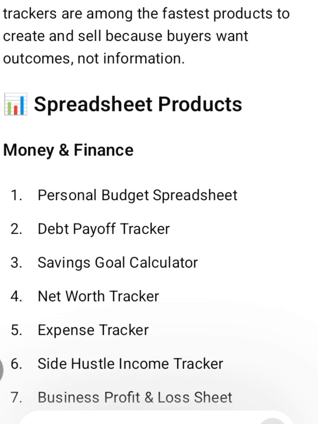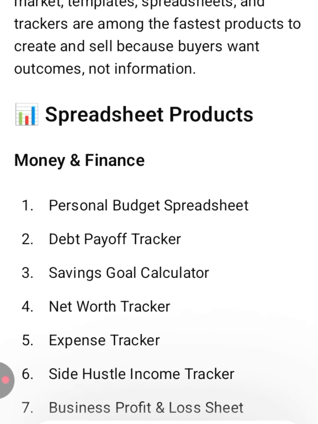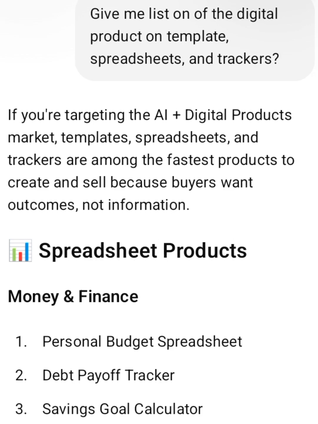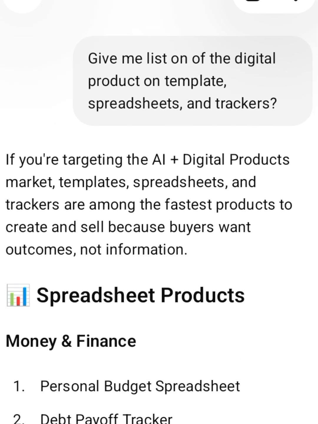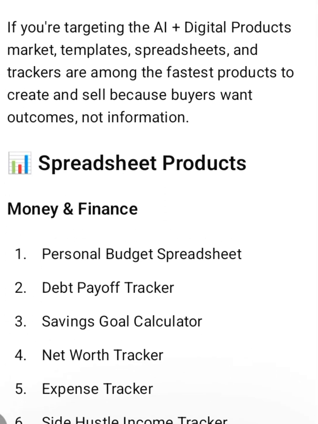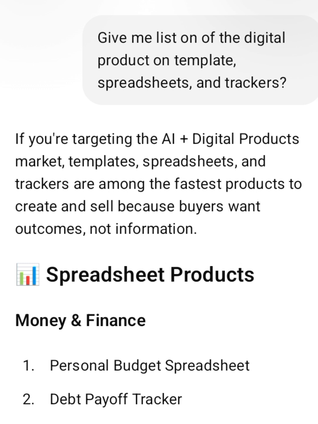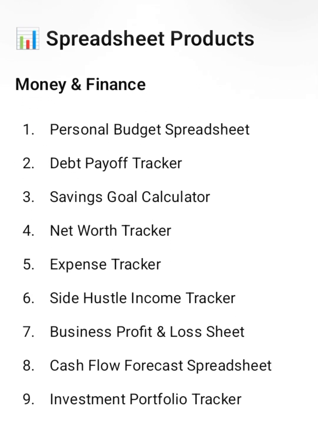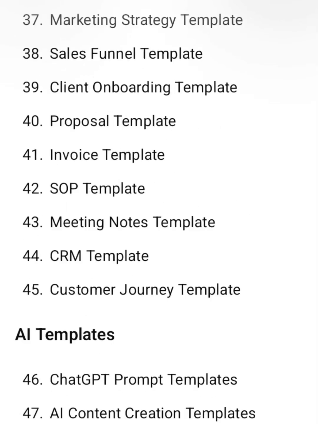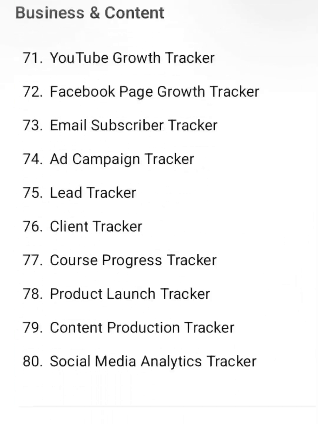And as you can see on my screen, I have a ton of products listed. This is ChatGPT. Okay, I'm on ChatGPT right now. I said, give me a list of digital products in template, spreadsheet and tracker form. On my ChatGPT, there is a way I set it up so it cannot give me nonsense. So this is what it gave me. It gave me a lot. You can see on my screen right now.